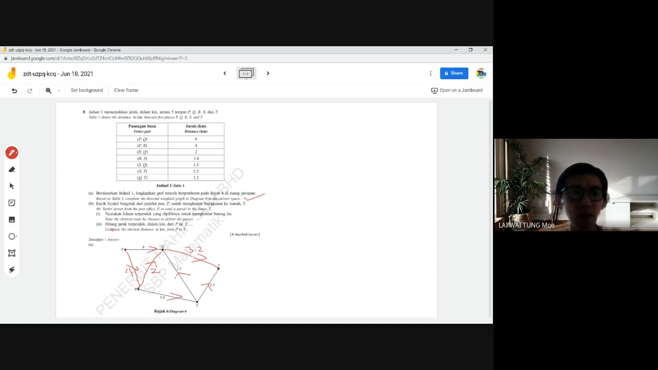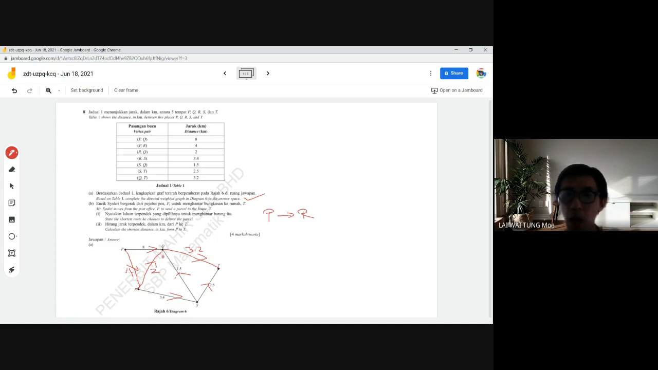Okay, question B. State the shortest route he chooses to deliver the parcel. He wants to deliver the parcel from where to where? From P to T. So which is the shortest route he can take? If we start from P, there are 2 routes. The shorter one should be 4, so I will take this one. 4 is P to R. Then when he reaches R, there are 2 routes also. One is 2, one is 3.4.